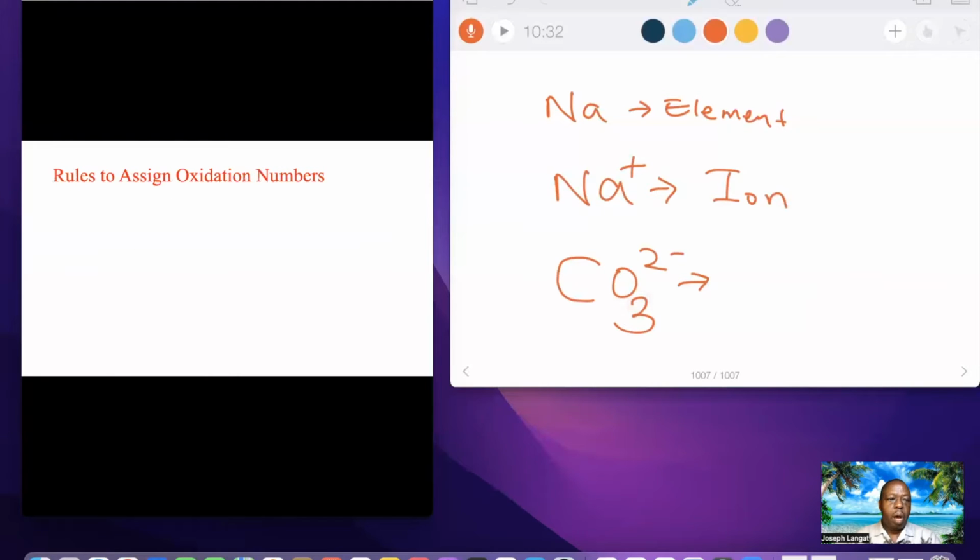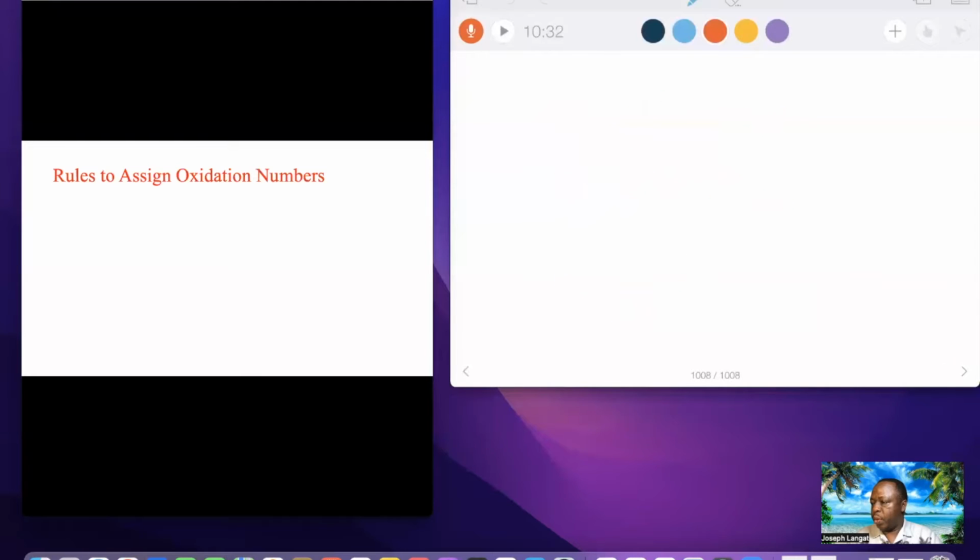So let's see, how do we assign oxidation numbers? Here are the rules, and with practice you need to reproduce these rules, but it will help you in assigning oxidation numbers to either an element or an element in a compound or polyatomic ion. Let's go one by one. There are about 4 of them. One is an atom in its elemental state. Atoms in their elemental state have an oxidation number of 0.